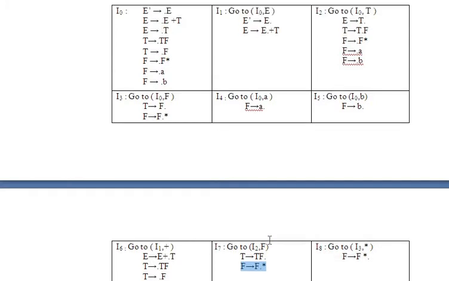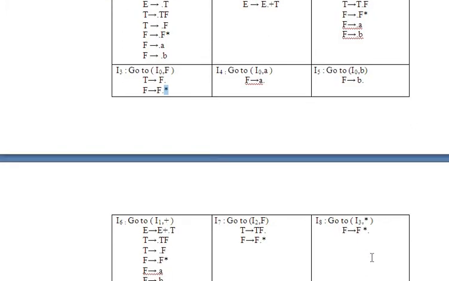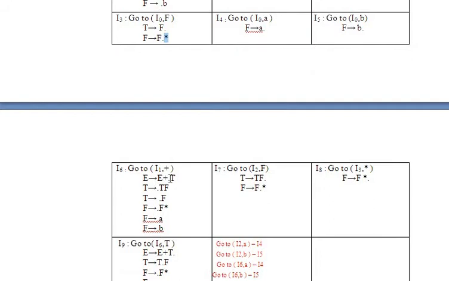Next I3, this production is complete, so move I3 on star. This sequence continues: I3, I4, I5, I6, I7, I8. Go to I3 on star, so the dot is moved from F to F star dot. Next, I4 is a complete production, I5 is a complete production. So next move to I6, I6 on T.